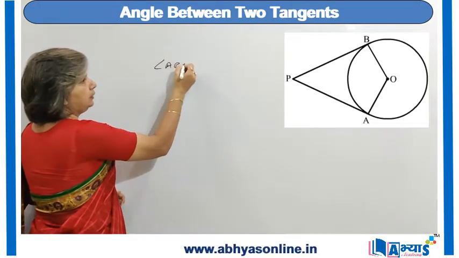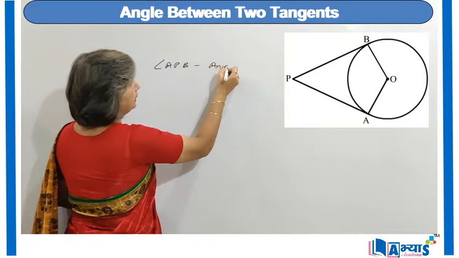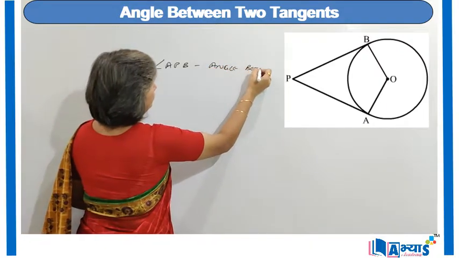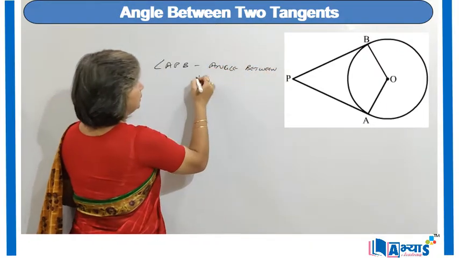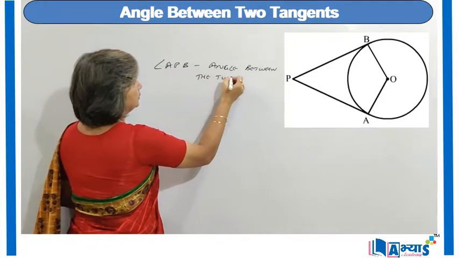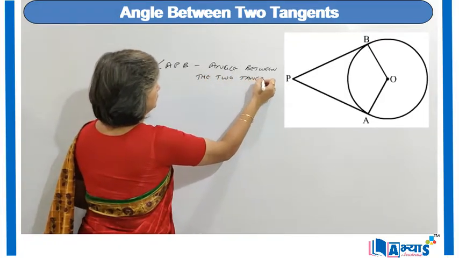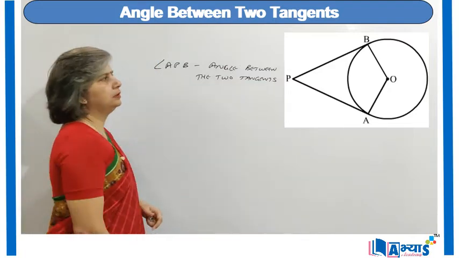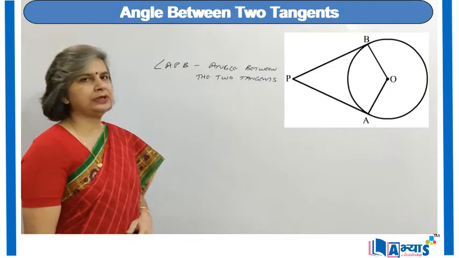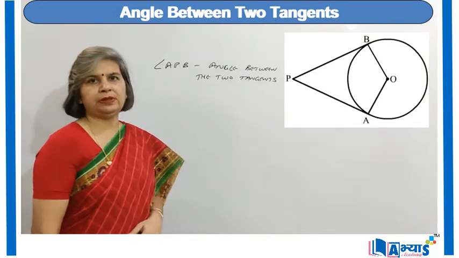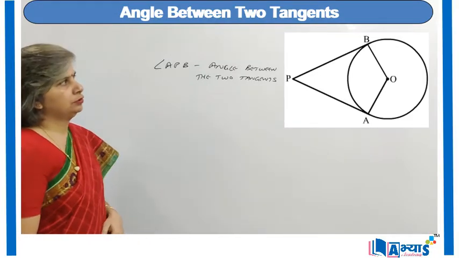Angle APB is the angle between the two tangents. So this is the angle which the two tangents are subtending at point P. So now let us take a question on the concept.